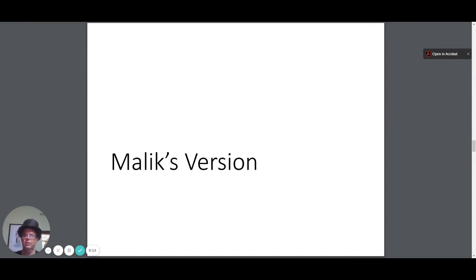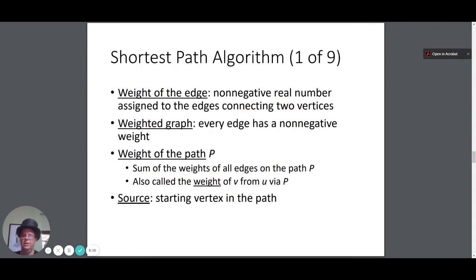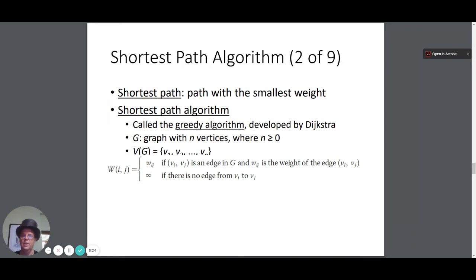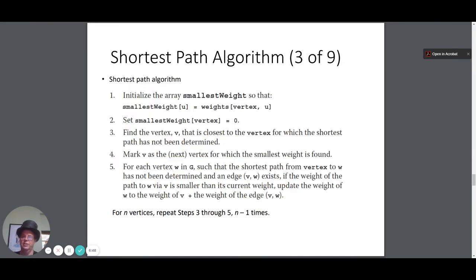So Malik's version is a little bit more complicated. We need to keep track of the weight of the edge, the weighted graph, the weight of the path, and the source. The shortest path is the path with the smallest weight, and the shortest path algorithm, called the greedy algorithm, which was developed by Dijkstra, is given below. Basically, we have the weights, and the weights are set up so that there's an edge in G, and W(i,j) is the weight of the edge between the two of them, and infinity if there's no edge from Vi to Vj, and that's the setup.